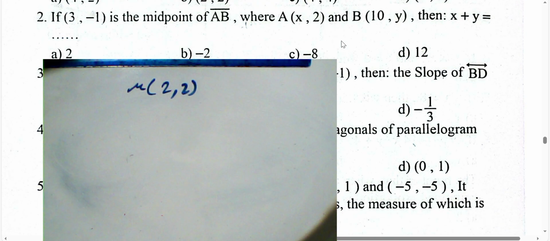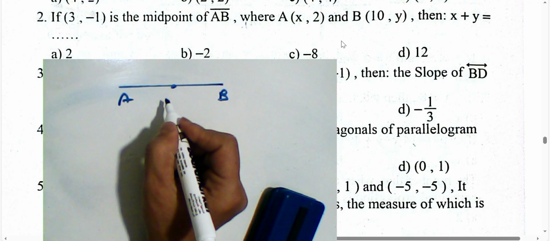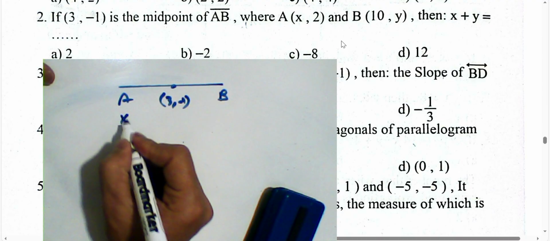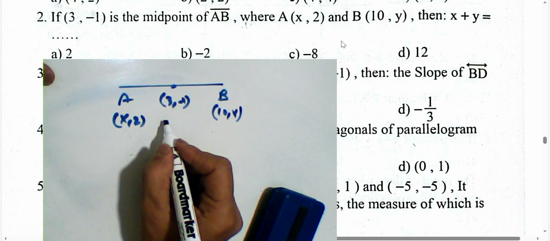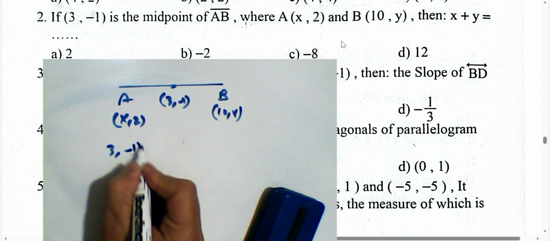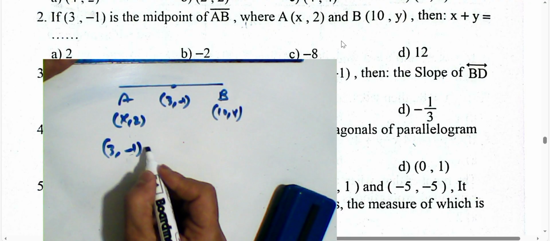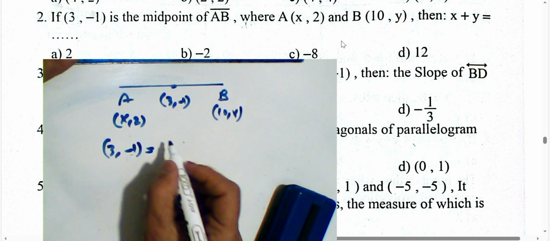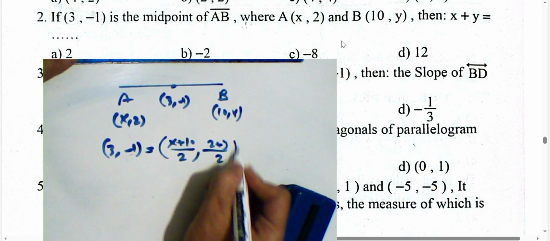Next question. Number 2. If the point (3, -1) lies in the middle, the midpoint between A and B. We have the point here (3, -1), A was (x, 2) and B was (10, y). We start at the point (3, -1) because it lies in the middle. You must start from the midpoint. Then x plus 10 divided by 2 and 2 plus y divided by 2.